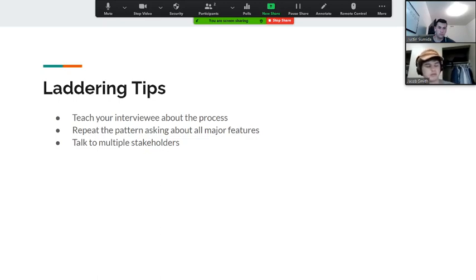And that pattern of those three types of questions, you can repeat for all the major features of the product, and make sure to interview multiple stakeholders, because if you ask the same question to 10 different people, you're going to get 10 different answers. But if you're doing this repeatedly through different people, you can start to see overall what the most important things are. And if certain things don't come up as often, that's the kind of stuff that you don't need to expend as much effort on.